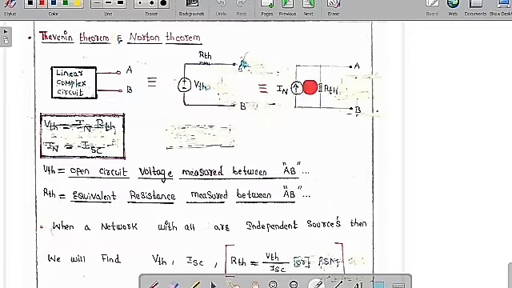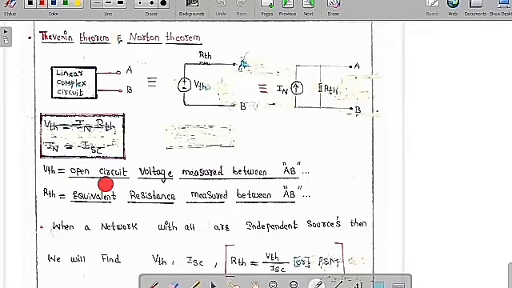But here the way to find the value of RN is to take a small ammeter and keep it across the A and B terminals. Means you directly short circuit the terminals A and B, then the current flowing through this ammeter we are going to call the short circuit current or the Norton current. So in this way we can figure out the value of VTH and IN and also RTH.